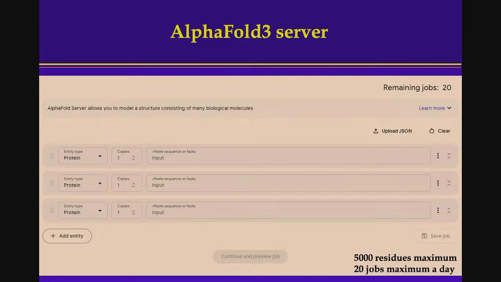But then it has a limitation in the sense that you can only run 20 jobs a day, which is still a lot. I've never run over that limit. I've done 15 a day, I think, maximum once. And 5,000 seems to be a lot. Actually, something we work on, I'll show you later this week. 5,000 is still not enough. It's a megadalton complex, but still, it's a very good starting point.